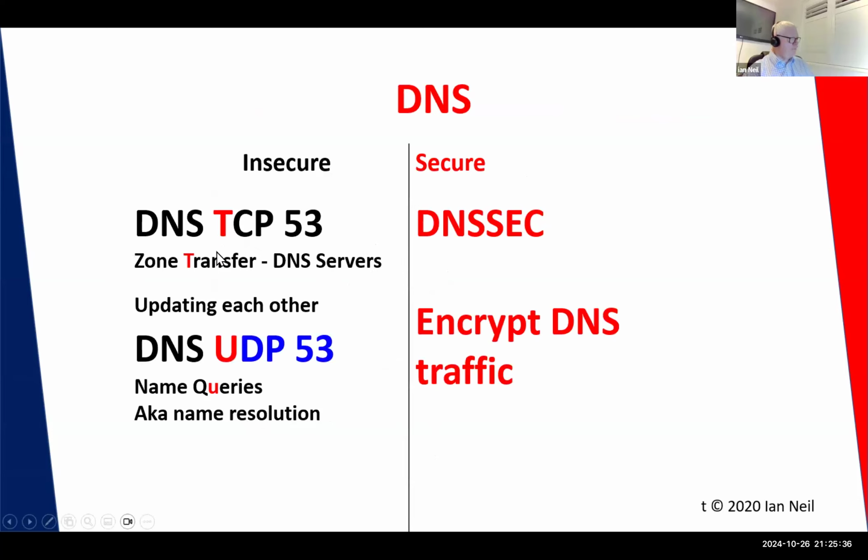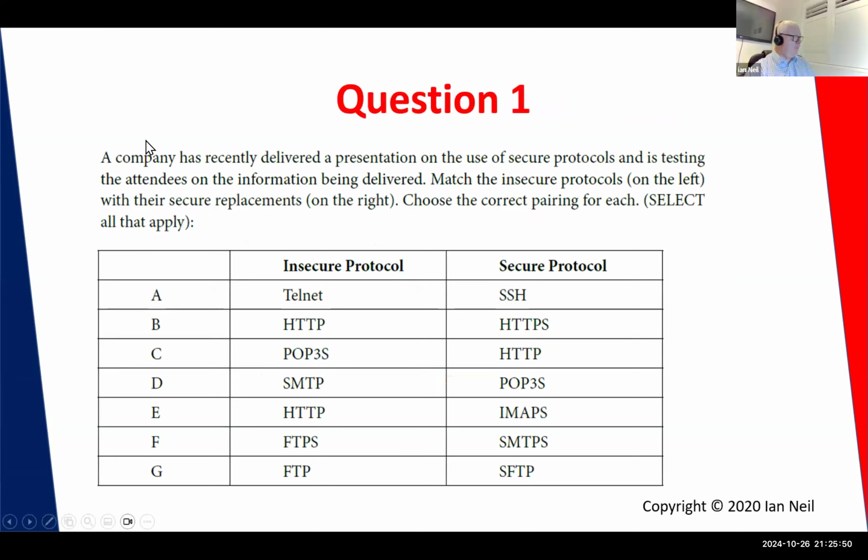Right. Here we go. Insecure DNS uses TCP 53, UDP 53. Remember, if I'm going to secure the cache, I'm using DNSSEC. It's actually using TLS.